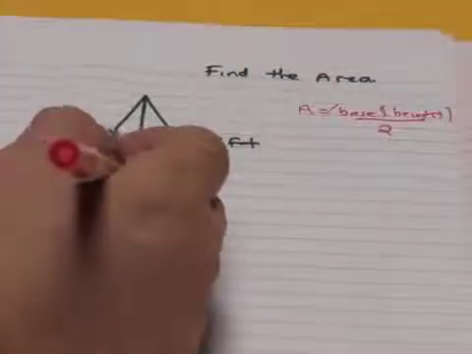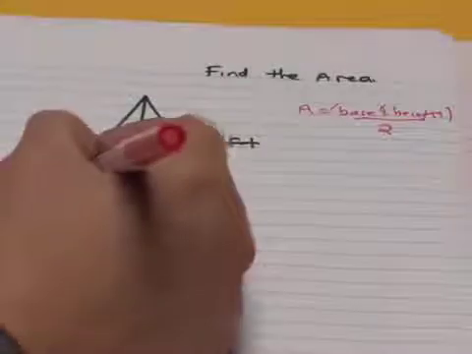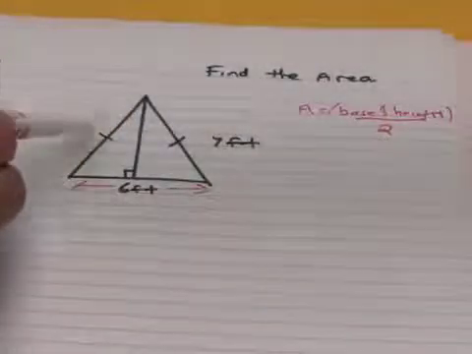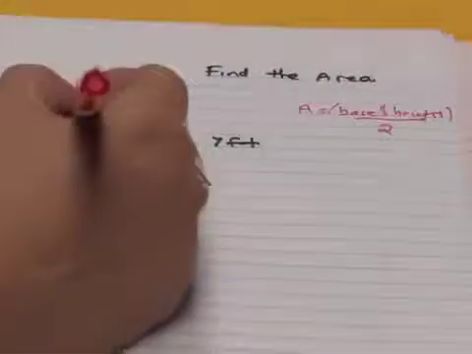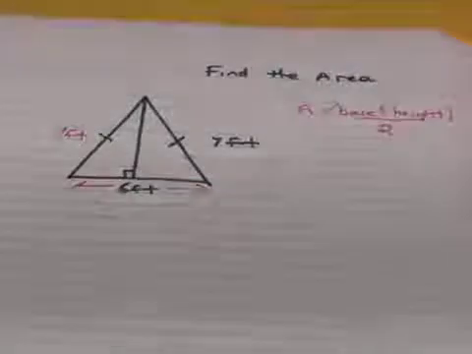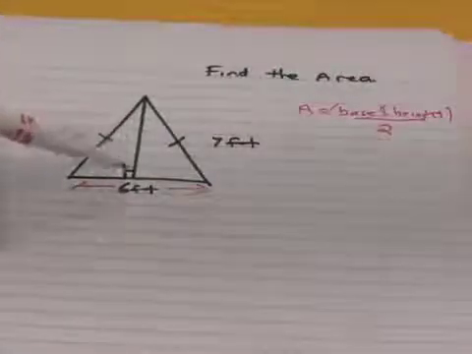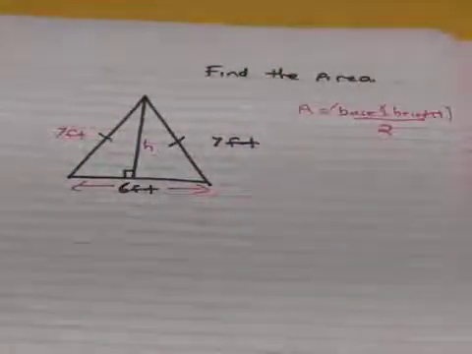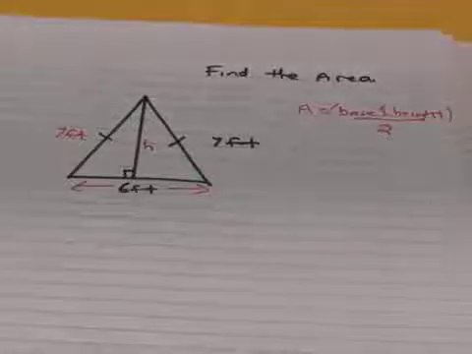Now we know the base here is 6 feet. That's the base of this triangle. We also know it's isosceles. There are these two congruent sides that are 7 feet. But we don't know the height. Heights are always perpendicular. So now we can start seeing the connection to Pythagoras.